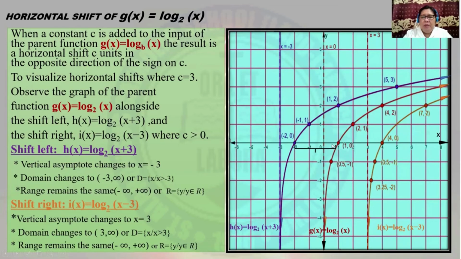So here, from here to here, that is equivalent to 3 units. From here to this point, it's 3 units. And also from this vertical asymptote to this one, it's 3 units. From here to this vertical asymptote, it is also 3 units.